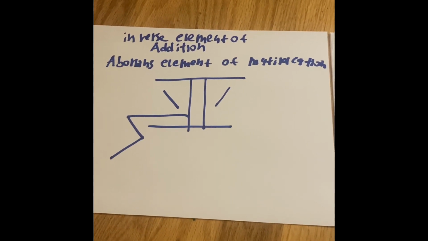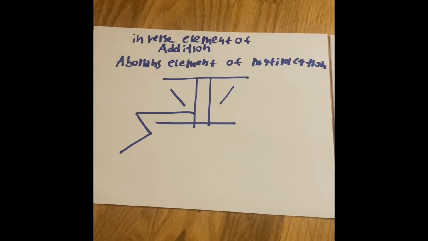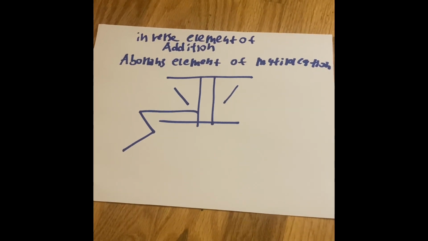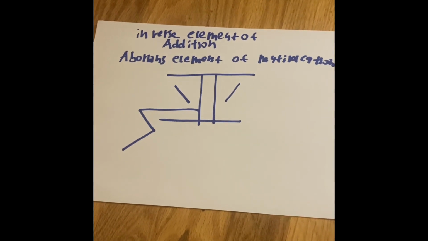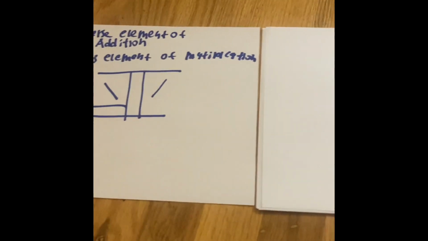We are going to learn about the inverse element of addition and absorbing elements of multiplication. In algebra, you'll be using a lot of variables, and a ton of parentheses, numbers, and constants. So to begin, let's do something easy and work ourselves up to what we're learning about.